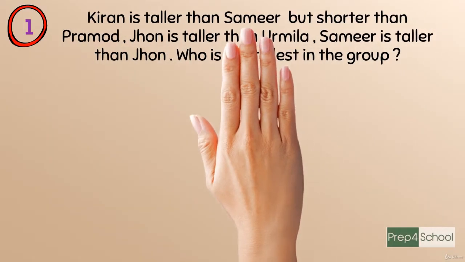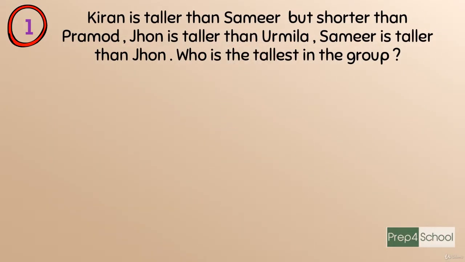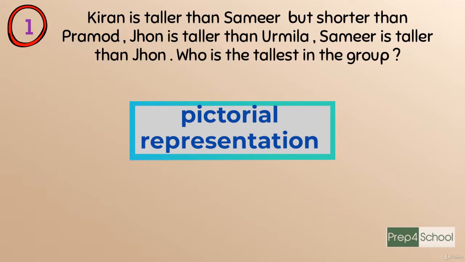Kiran is taller than Samir but shorter than Pramod. John is taller than Urmila. Samir is taller than John. Who is the tallest in the group? That is a type of problem in ranking tests based on height order. So the basic concept you have to understand: read carefully and draw a pictorial representation based on the given sentences. Start with the first sentence.